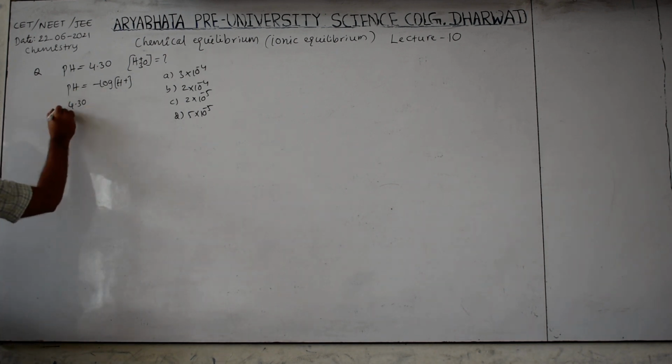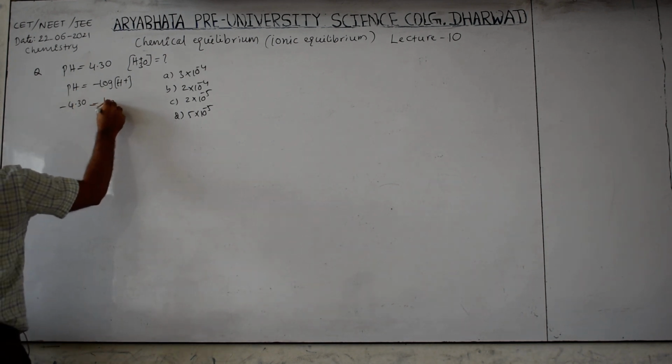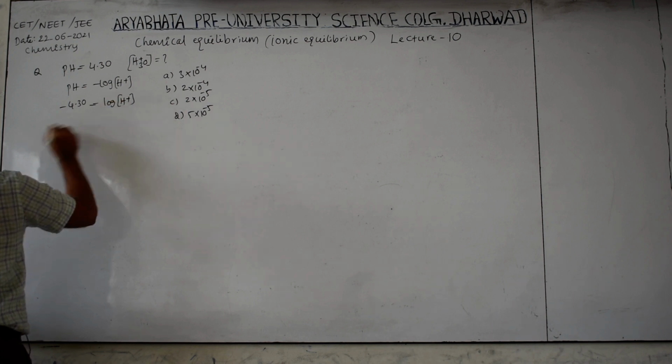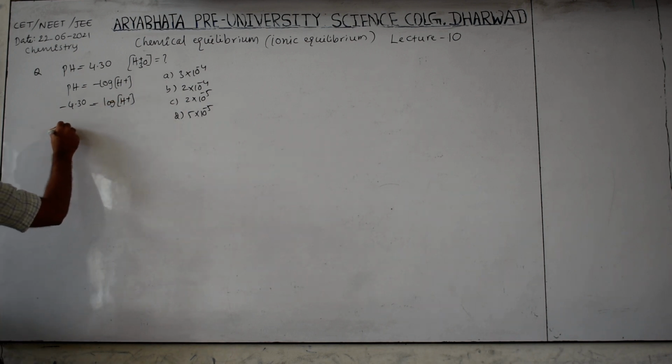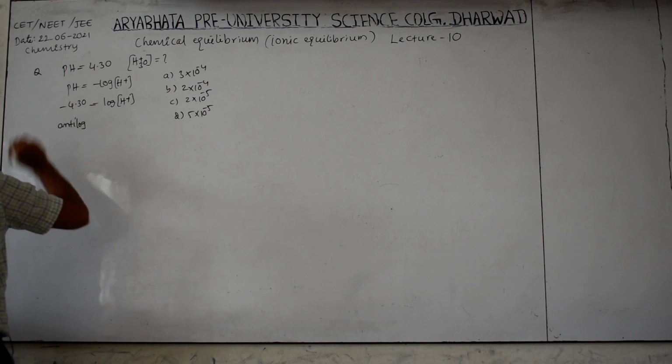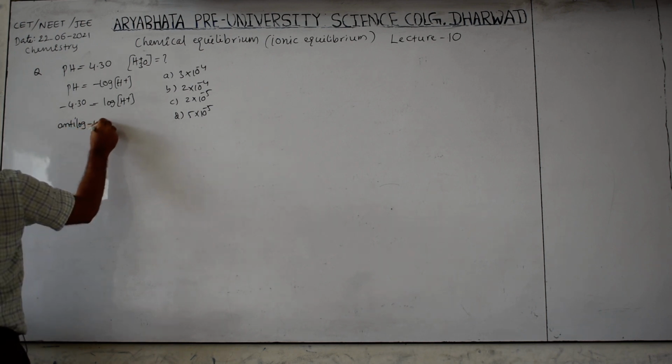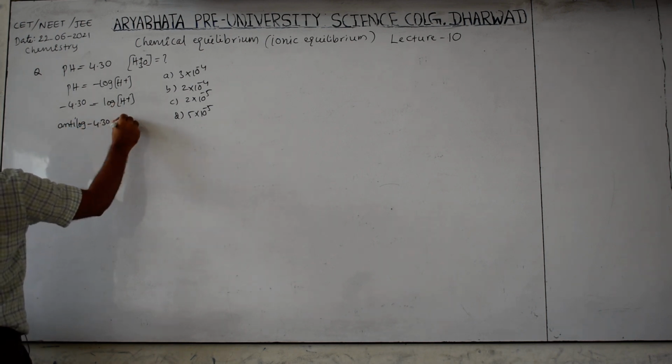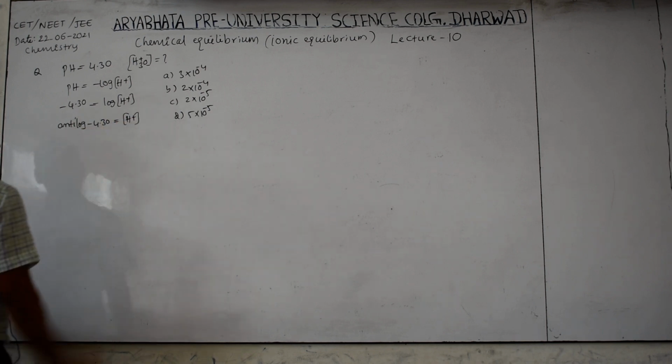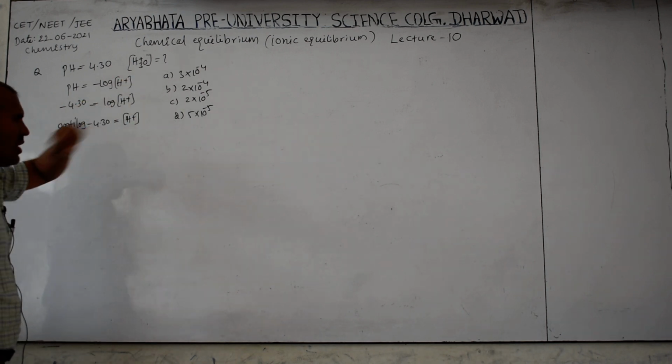Then the negative sign goes to the left side, so minus pH equals log of H plus ion concentration. Multiply both sides with the anti-logarithm. Anti-log of minus 4.30 is equal to anti-log and log cancel, leaving H plus ion concentration. You can write H plus or H3O plus, meaning the same.